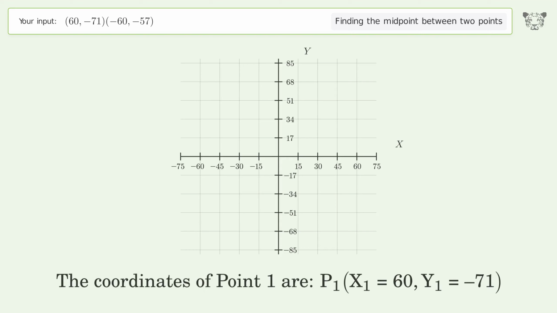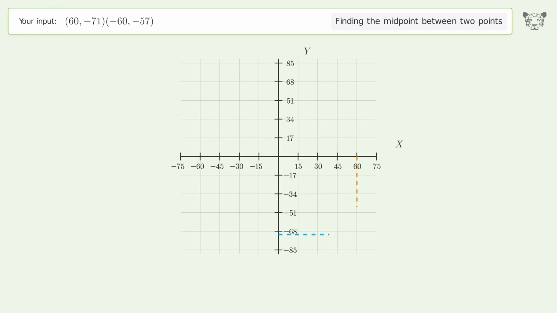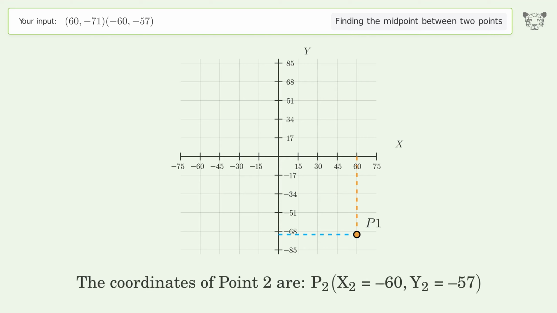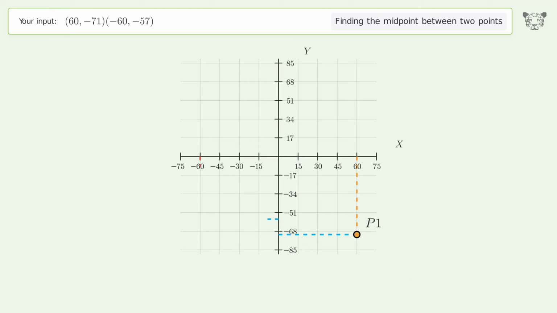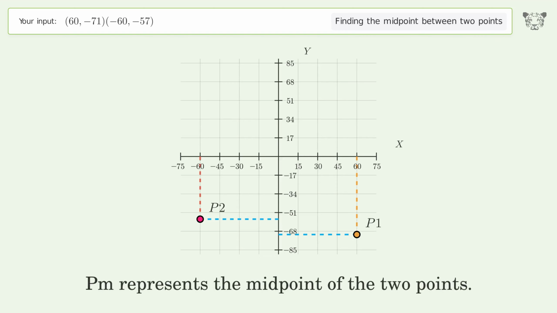The coordinates of point 1 are, x1 equals 60, y1 equals -71. The coordinates of point 2 are, x2 equals -60, y2 equals -57. PM represents the midpoint of the 2 points.